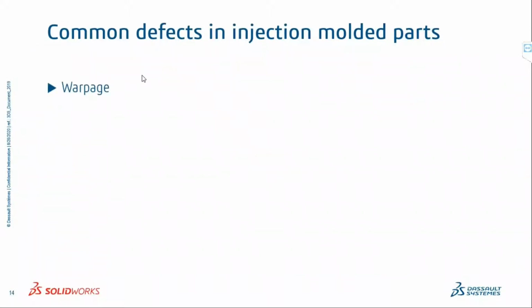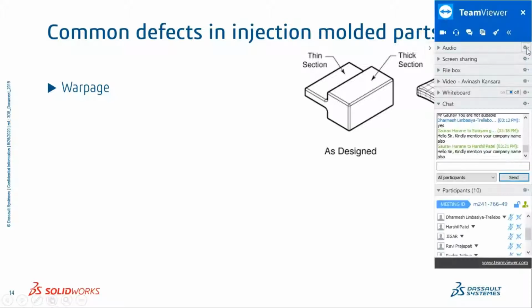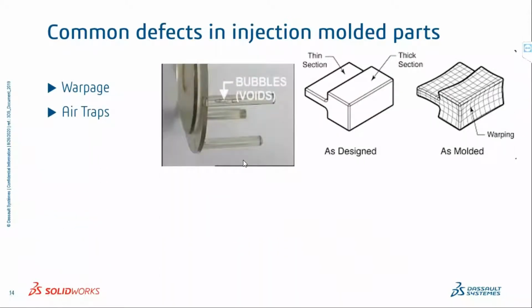Now coming back to the important topic: what is the importance of using software like SolidWorks Plastics in our injection molding process? We are all aware of the common defects in injection molded parts, like warpage, also known as uneven shrinkage occurring in my part. Then there are a few more defects like air traps, bubbles or voids created inside my part.